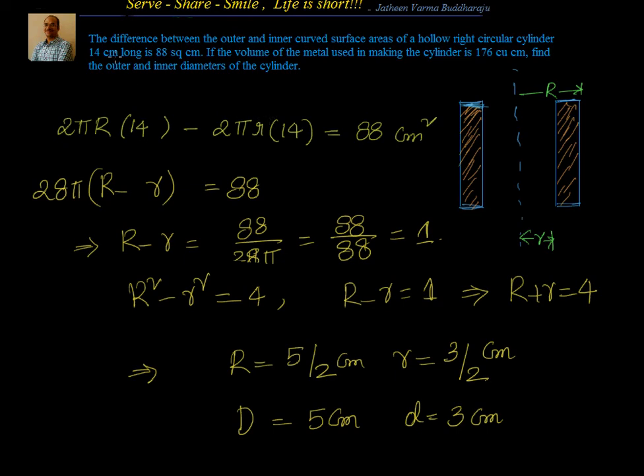So let me repeat that before we close. The difference between the outer and inner curved surface areas of a hollow right circular cylinder is 88 square centimeter. So we now have the difference between the curved surface areas. We also know the difference between the volumes of the cylinders, that's nothing but volume of the metal. In a hollow circular cylinder, the volume of the metal is nothing but the volume of outer cylinder minus volume of the inner cylinder, which is hollow. So if you substitute that, we got two equations, R minus r equal to 1 and R plus r equal to 4, which will give us outer diameter equal to 5 and inner diameter equal to 3.